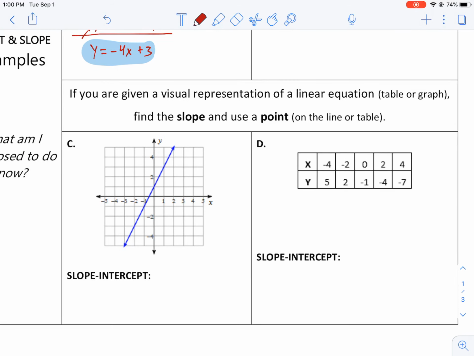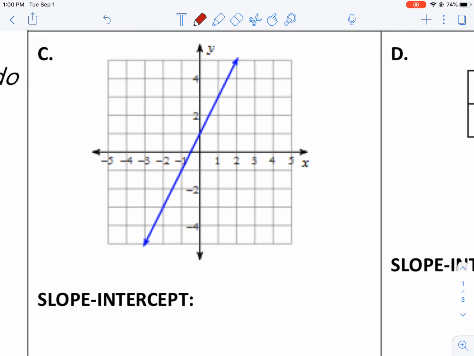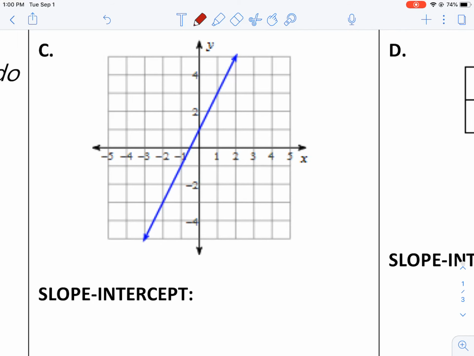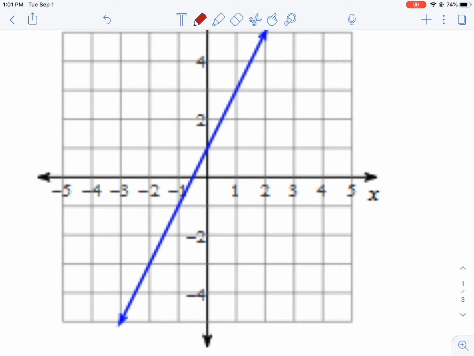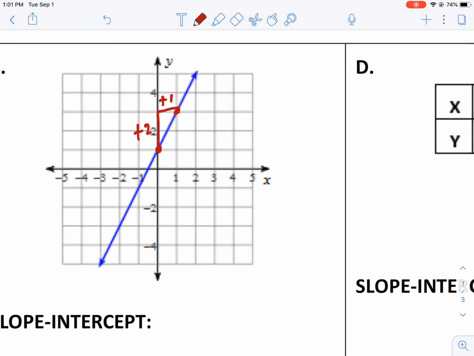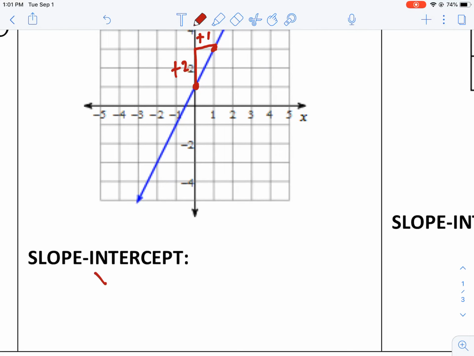Now, when it comes to a graph, just like yesterday, we need to figure out what the slope is. If you remember how we did that, we picked out 2 points on the graph. We figured out what's our rise, what's our run. So our rise was +2. Our run was +1, right? So therefore, our slope was 2. So we know that for slope-intercept form, it's y equals 2x.